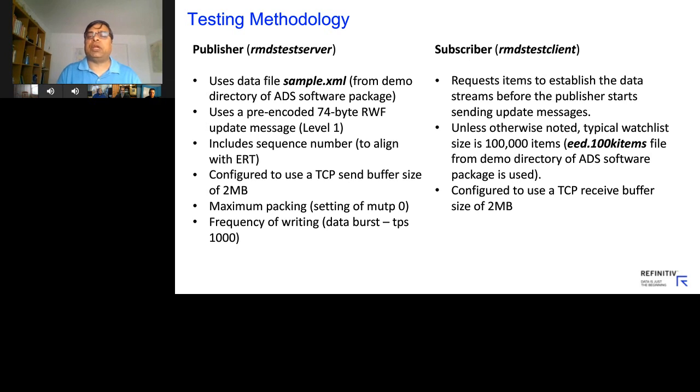So from a subscriber point of view, we just use the watch list, 100,000 items typically, and that file is included in the demo directory of the ADS package beginning with 340. So we don't need to go back to the infra tools to get this one file. And then you configure a reasonable receive buffer size. 2 meg seems to be sufficient.